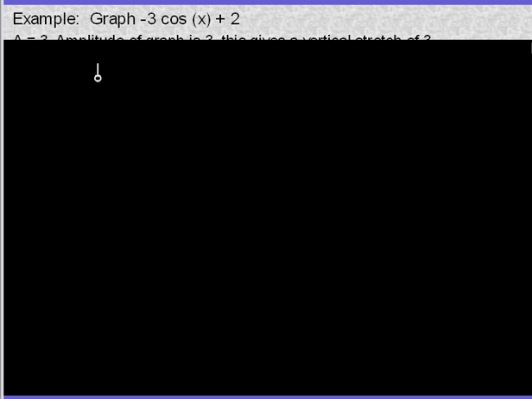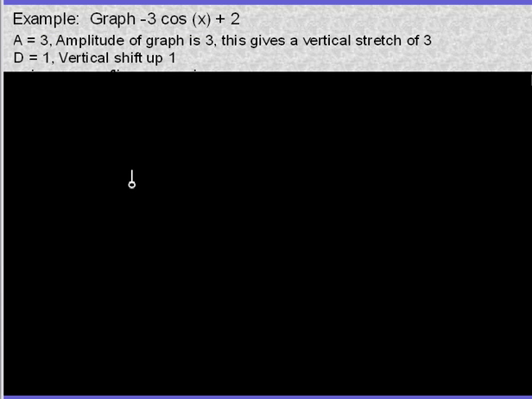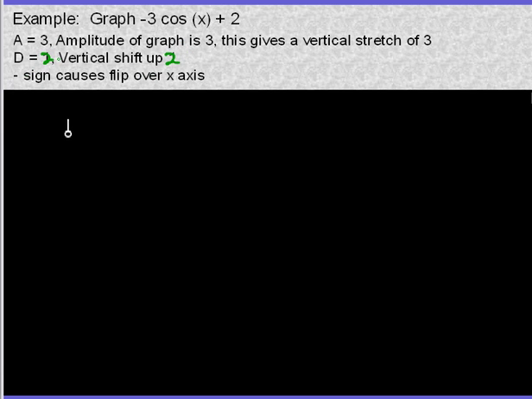All right, next example: -3 cosine x plus 2. So let's identify what we have. We have an amplitude of 3 again, which is a vertical stretch of 3. We have a vertical shift up, and this should actually be 2. I hope I did the right conversion. Yes, I actually did. And then we have a negative sign, which causes a flip over the x-axis. So this is similar to the last one, but we have to deal with this. I'm going to show you how you do that.